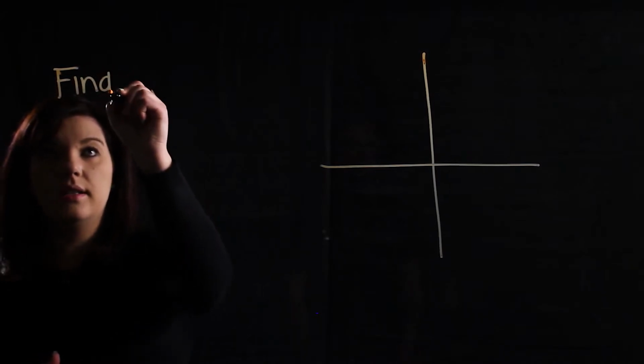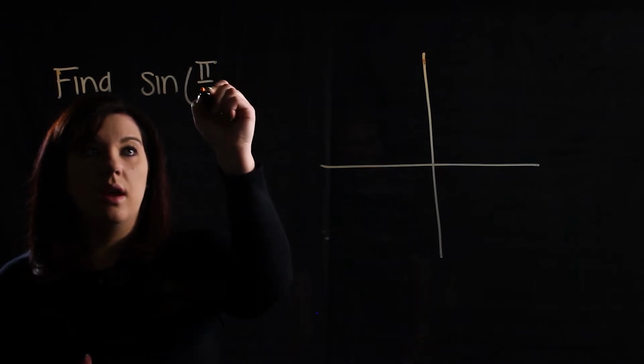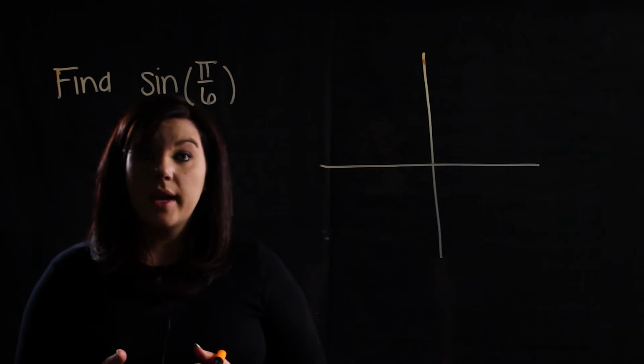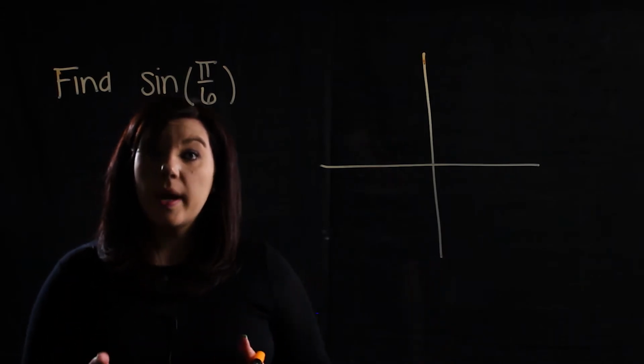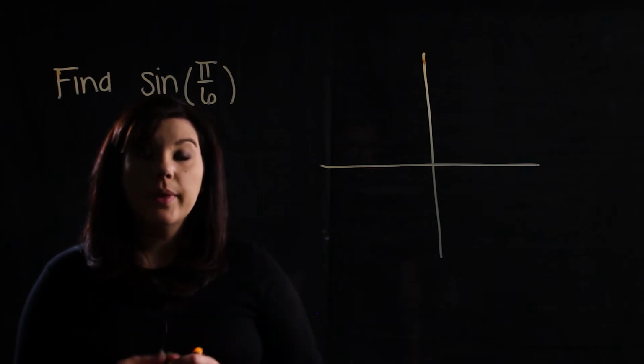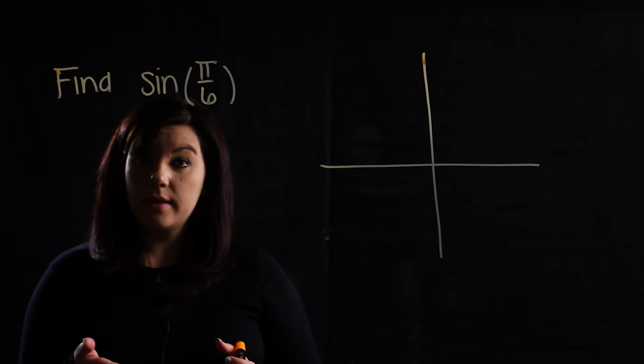We want to find the sine of pi over 6. Okay? So the first thing that we have to do is figure out where is pi over 6 on our unit circle. So remember that pi over 6 means 1/6 of pi, so we can think about it that way.